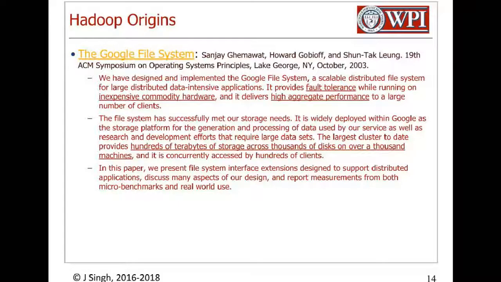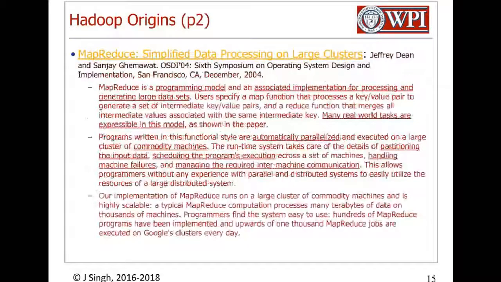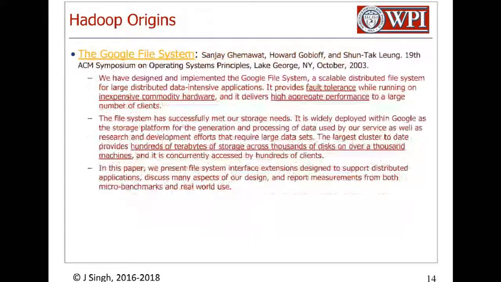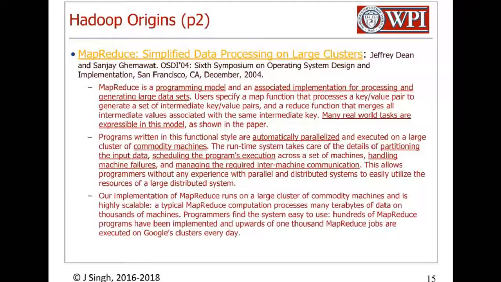Then they talk about some extensions they had to make to the file system, because a generic file system, and they were using Unix, doesn't support the kinds of operations they were trying to do. We'll talk about a little bit of that in the next few slides. The first paper was in 2003, and the second one was in 2004, which talked about MapReduce. You can read the summary, but basically that's what I've summarized in the first 10 or so slides of this presentation. They talk about how many real-world tasks are expressible in this model.